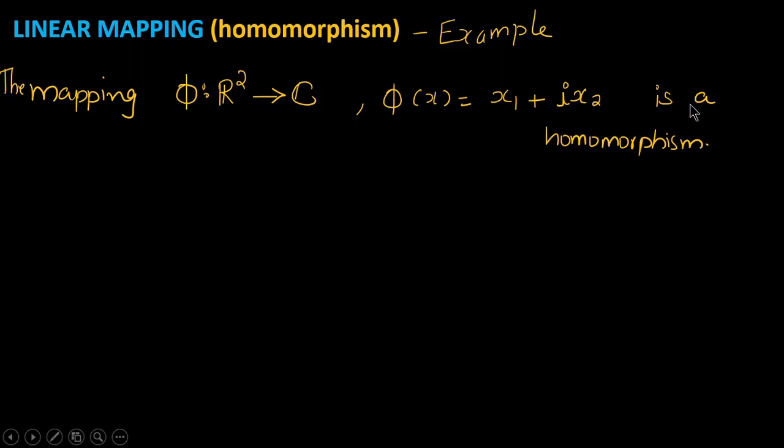Okay. That is a homomorphism, and we have to prove the statement. And what is this x1 and x2? That is, we are mapping from R2 to C. And what is R2? R2 is nothing but the 2D plane.